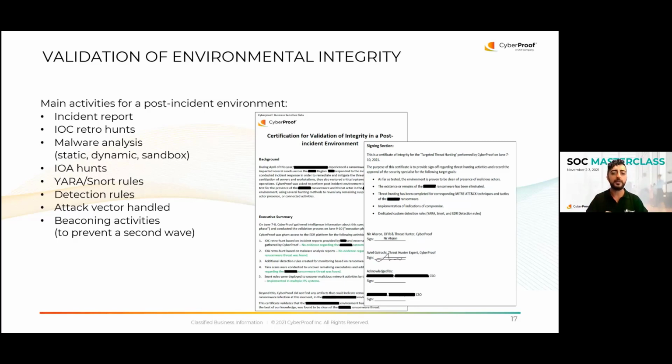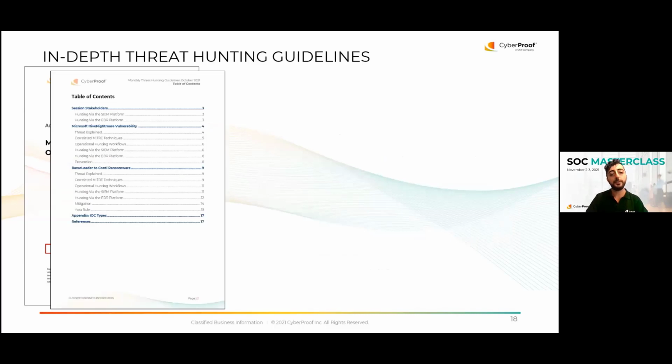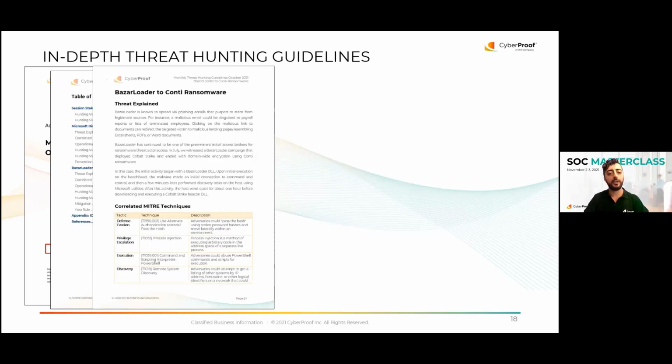Let me drill down into the actual guidelines of what is needed from them in their day-to-day job. This is an example from a few days ago, from October. Those are the guidelines that we publish for the community, and I want to show you what this article is based on. Every month, we take 2 major campaigns from the last month. In this case, we took Hive Nightmare and BazarLoader, leading to Conti ransomware. For each campaign, we explain a little about the threat and correlate the MITRE techniques.